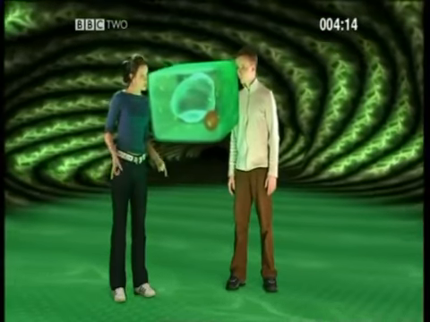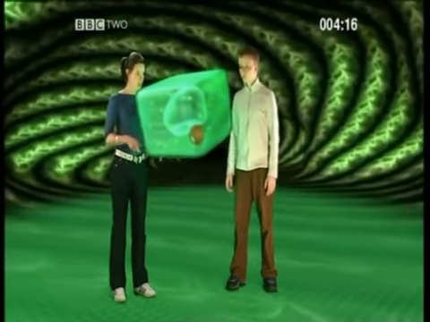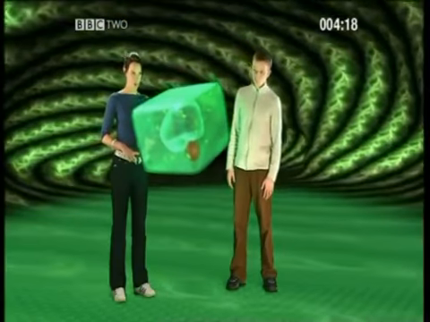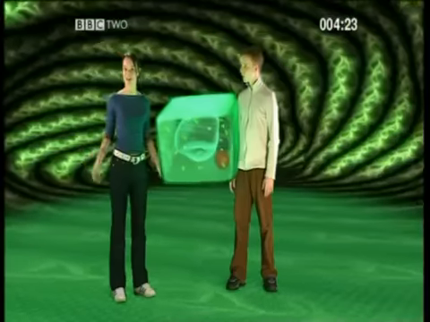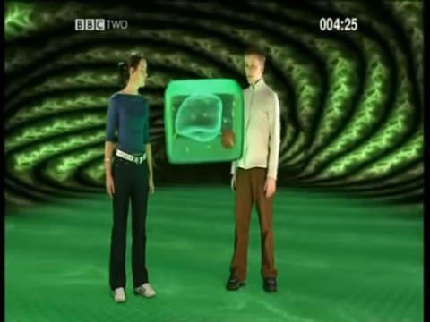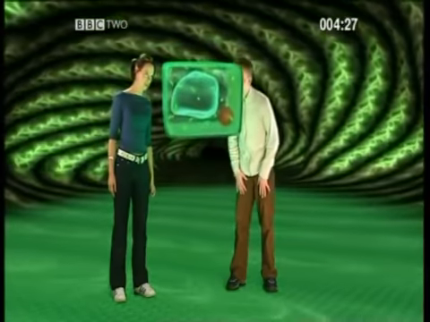Okay, so the difference between a plant and animal cell is that a plant cell has a vacuole, cell wall, and chloroplasts, as well as a nucleus, cytoplasm, and cell membrane. Yes, exactly. Now let's take a closer look at this cell membrane.